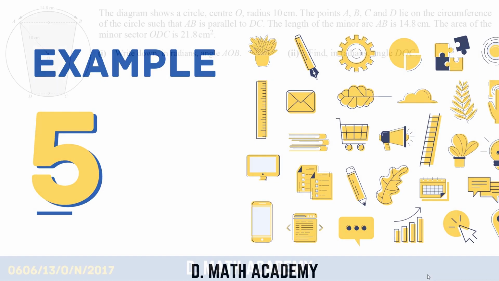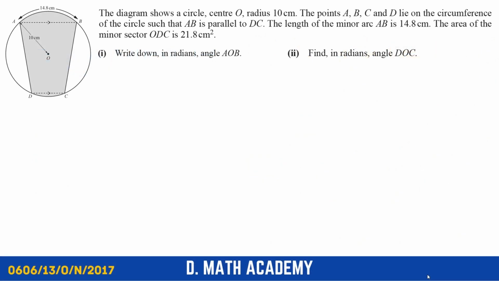Last part, which is example 5 here, and the most troublesome or complicated one as compared to the previous 4 questions. So we have a radius of 10 as given by the question. The parallel information here is to confuse you. They gave you the length of the minor arc as 14.8. This is crucial for you to identify the radian. And the area of the minor sector ODC is 21.8, and it's also crucial for you to identify DOC's radian value.